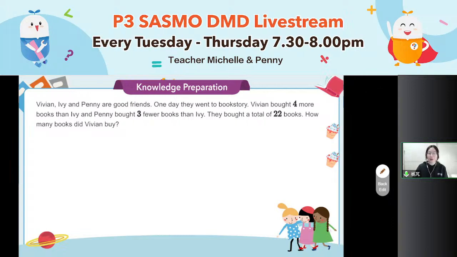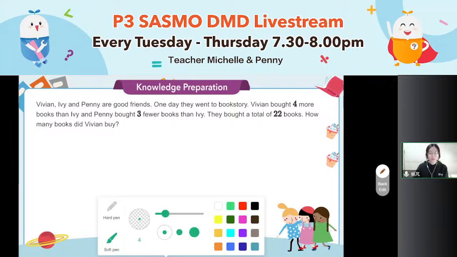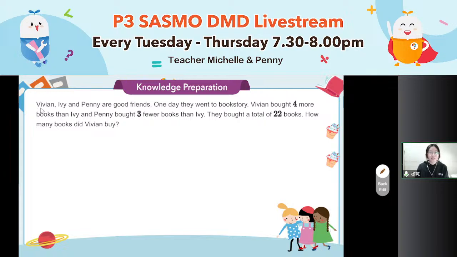Some different multiples. What kind of question will we call it? Let me give you a little example. It says Vivian, Abby, and Penny are good friends. One day they went to a bookstore. Vivian bought 4 more books than Abby. Penny bought 3 fewer books than Abby. They bought a total of 22 books. How many books did Vivian buy? Finally, we want to find out how many books Vivian bought.